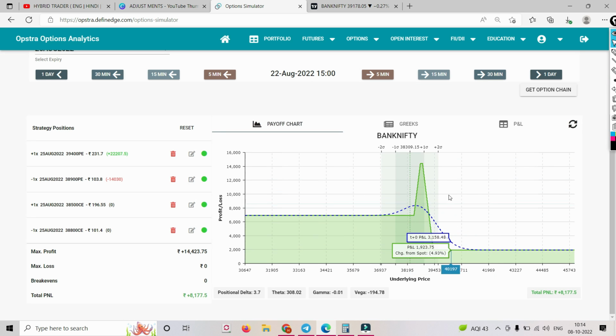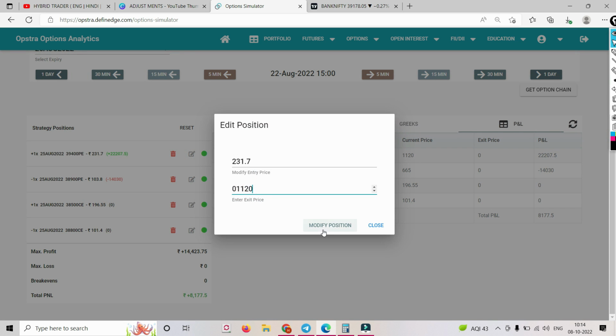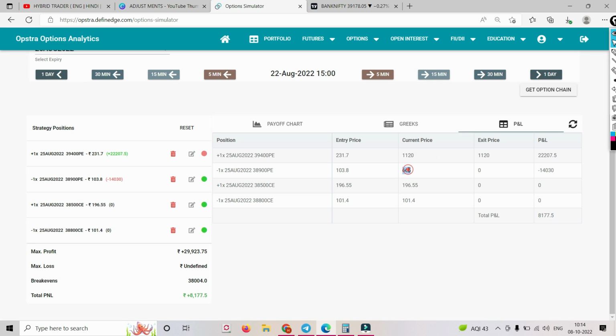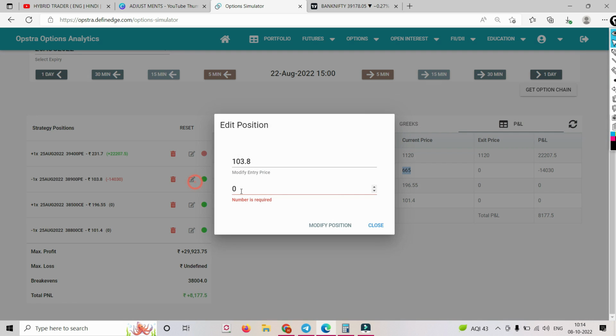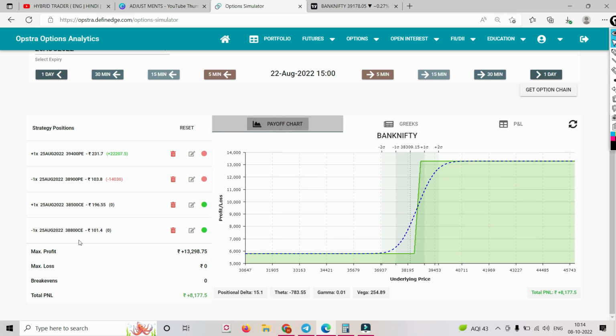So why should I deploy a call debit spread on top of the debit spread? How about booking this profit? That's it. I'll exit my original put debit spread, because I've already got 33% of the profit. I'll exit this, and then on top of that I'll deploy a call debit spread.